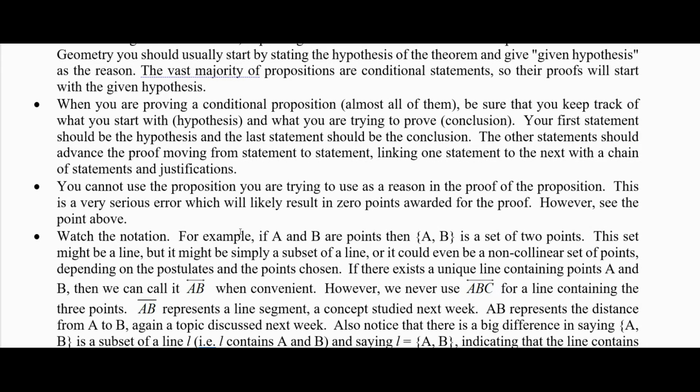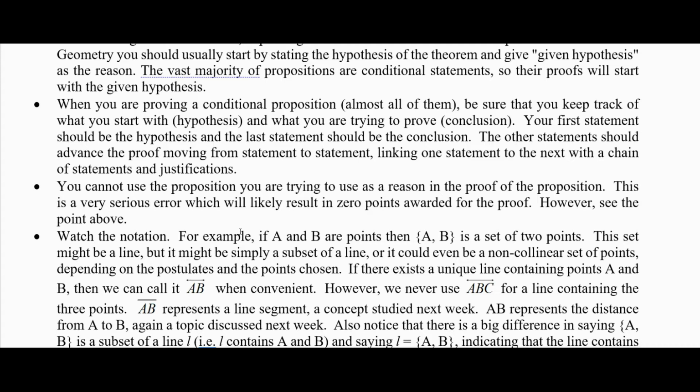When you're proving a conditional proposition, again, almost all of them, be sure that you keep track of what you start with, the hypothesis, and what you're trying to prove, the conclusion. Your first statement should be the hypothesis, and the last statement should be the conclusion. The other statements should advance the proof, moving from statement to statement, linking one statement to the next, or earlier statements to the next statement, with a chain of statements and justifications.